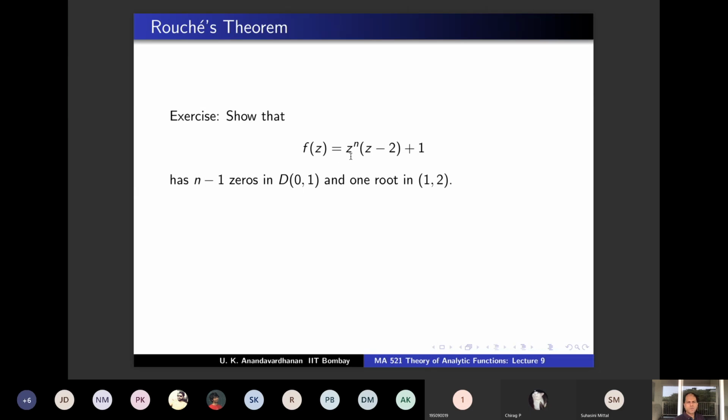What is the other root? That's obvious. 1 is a root, because when you plug in 1, it is minus 1 plus 1, which is 0. So one root is 1. Another root is strictly bigger than 1, and n minus 1 zeros in D01.